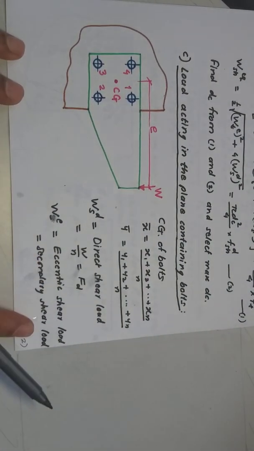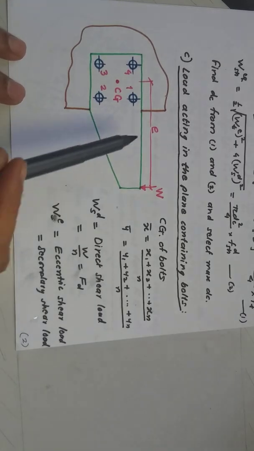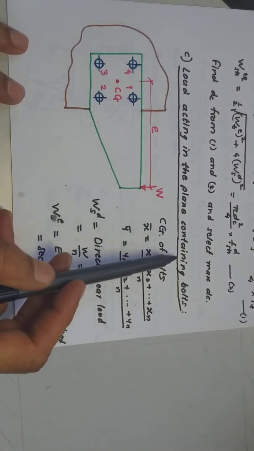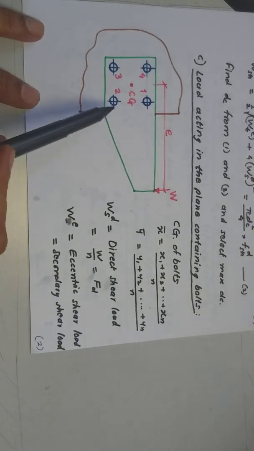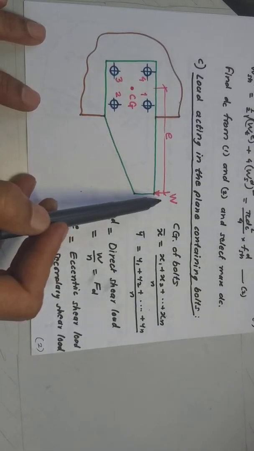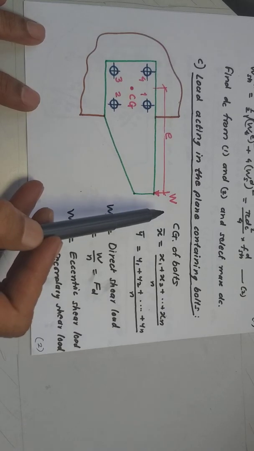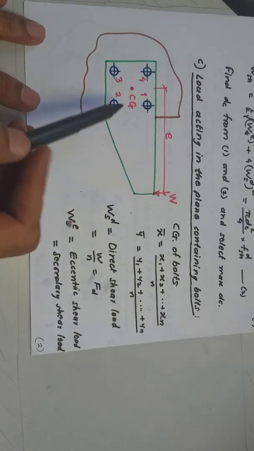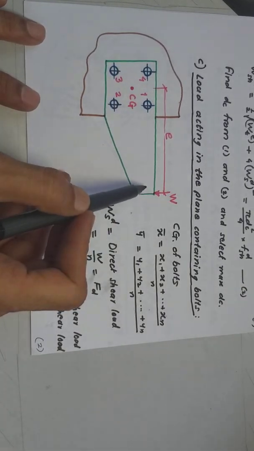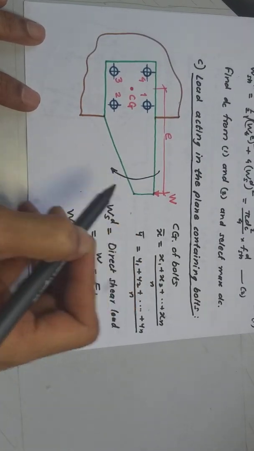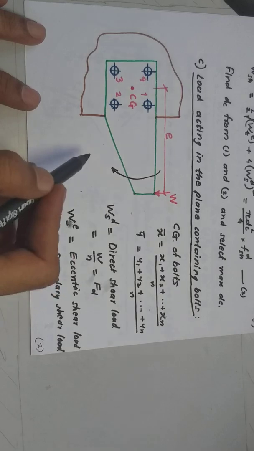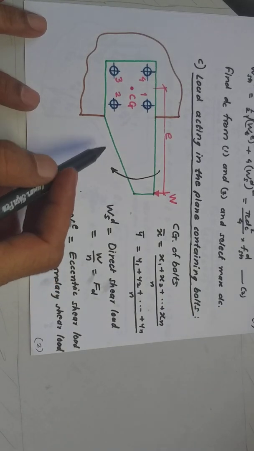Now the next case is load acting in the plane containing the bolt. Now this case is different from the earlier two cases. What it says is, the bracket is like this, the load is like this, and now because of the load, the bracket is going to tilt this way, and this tilting is causing a reaction.